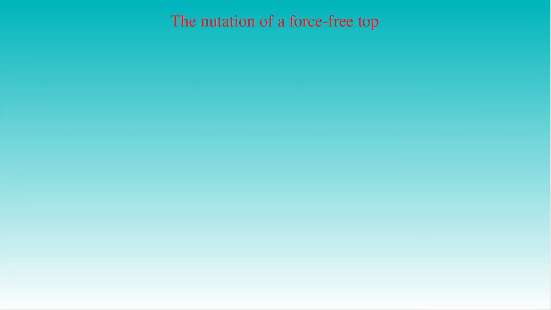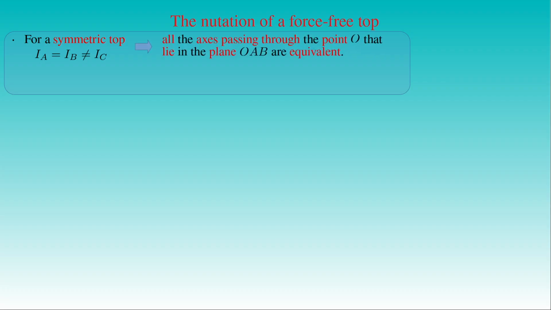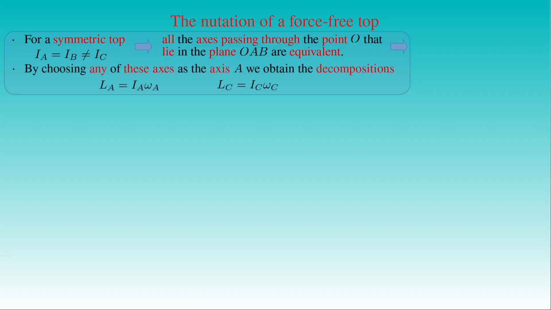Now we can use these results to describe the motion of a force-free symmetric top qualitatively. By definition, the principal moments of inertia IA and IB are equal for a symmetric top, therefore all the axes passing through the point O in the plane spanned by the principal axes A and B are equivalent. This means that the equations describing the components of the angular momentum L of the top parallel with the principal axes A and B are the same, and we have only two independent equations stating that LA is equal to IA times omega A, and LC is given by IC times omega C.